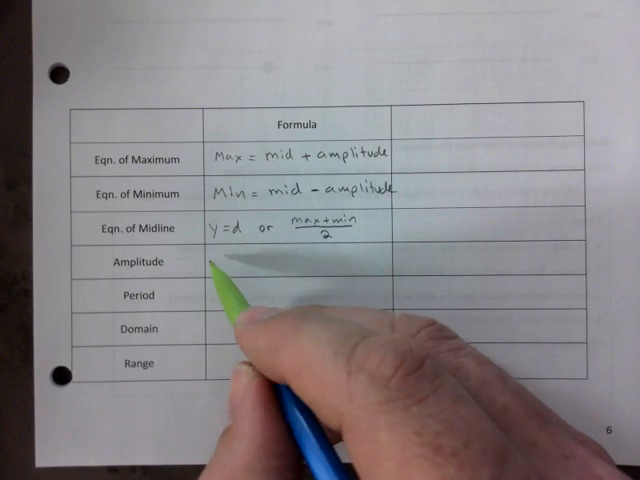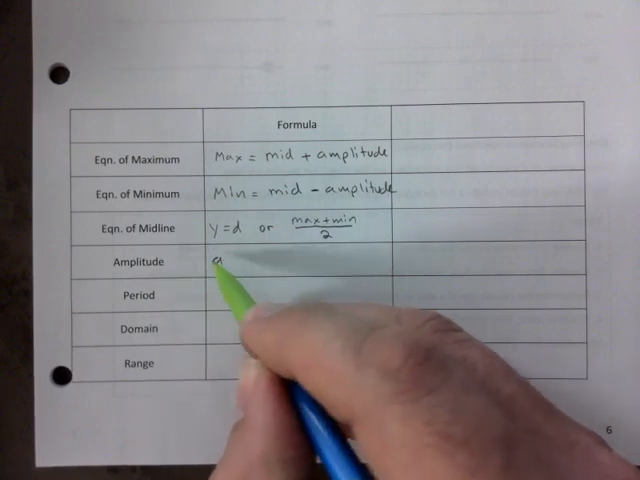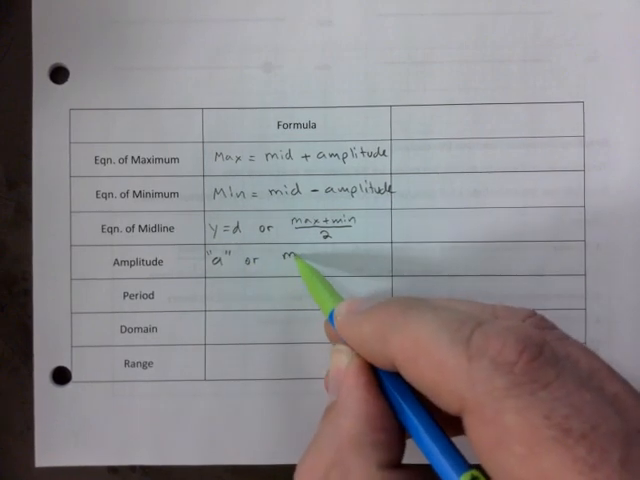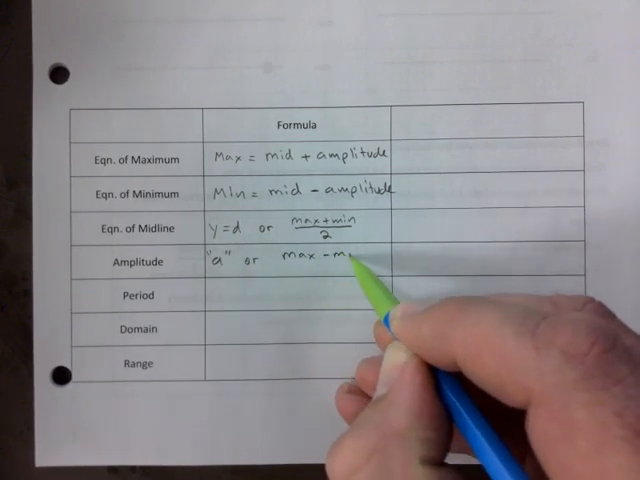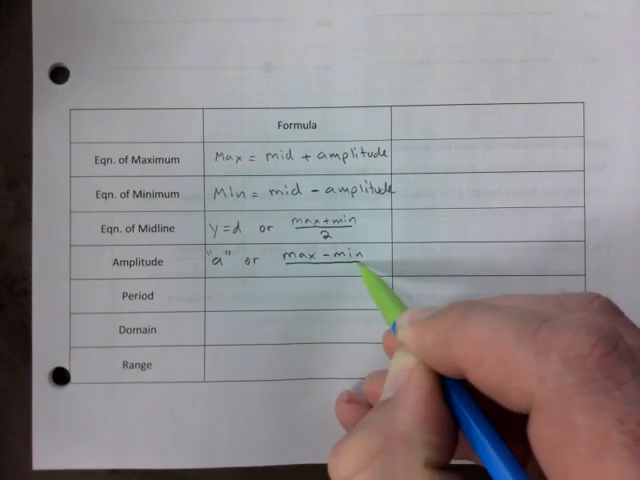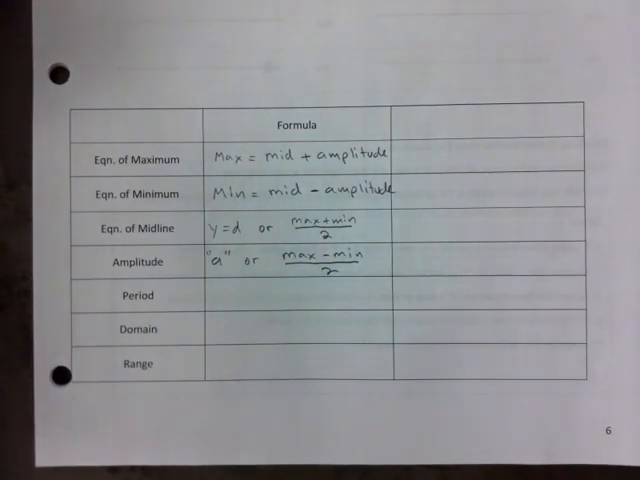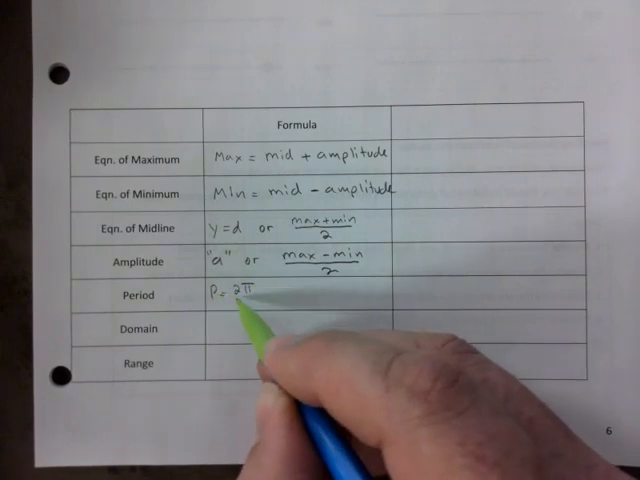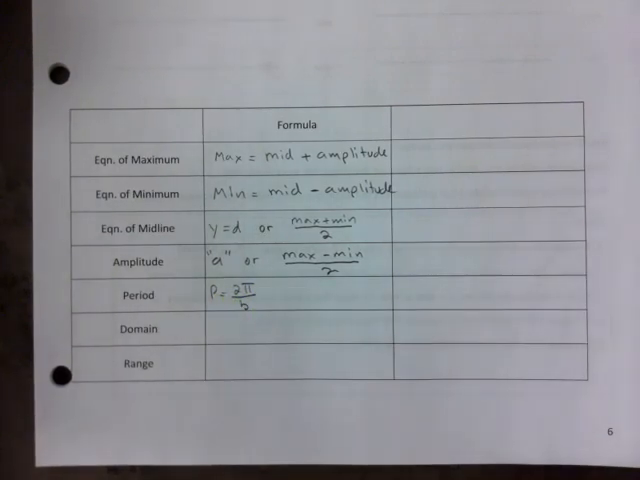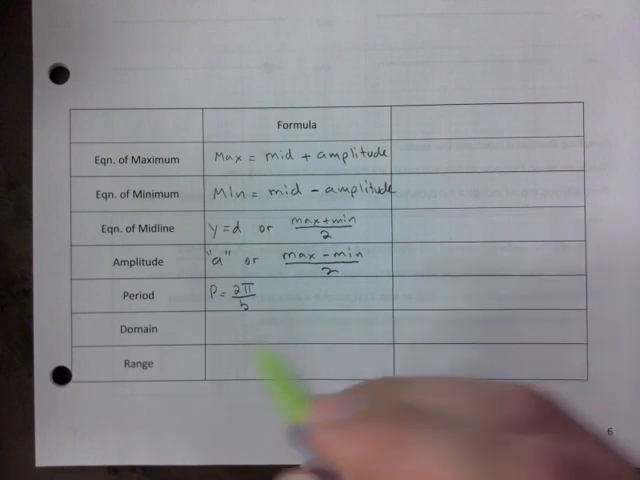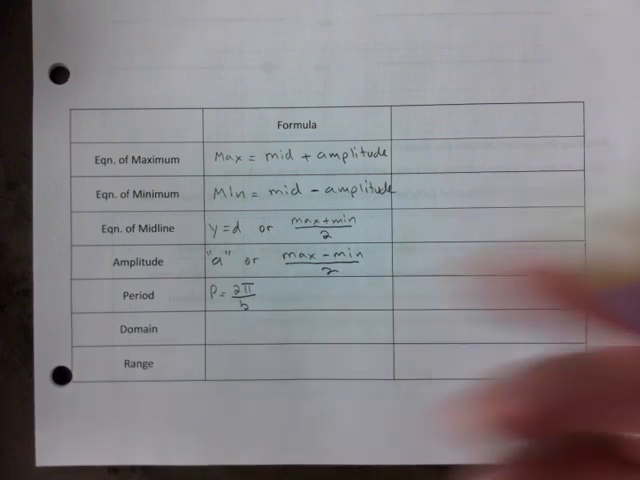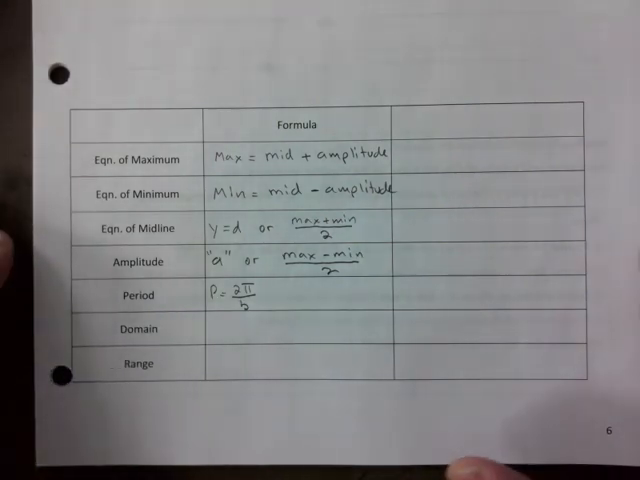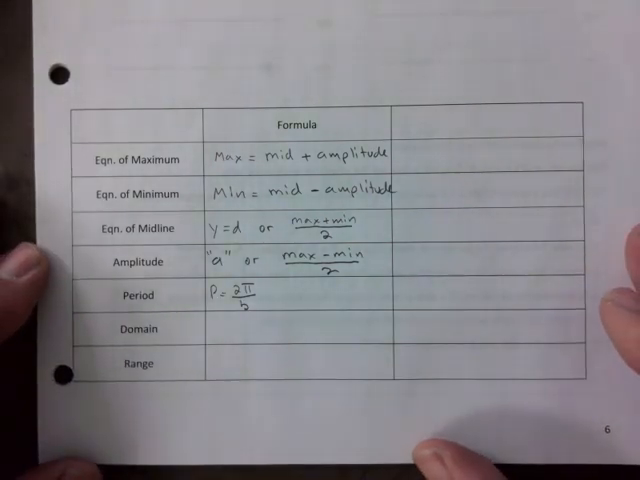The amplitude is just the a in the equation, or max minus the min divided by 2. The period, we already did that, 2 pi divided by b. The domain and range, we're just going to state it. We're not going to come up with an equation for that because we just look at the graph and come up with it.